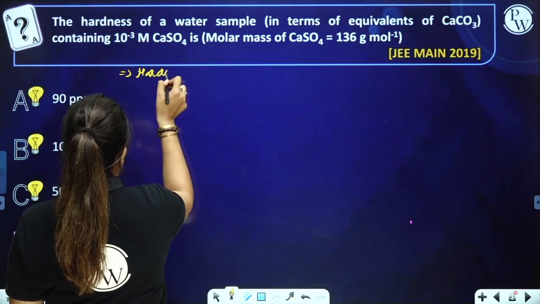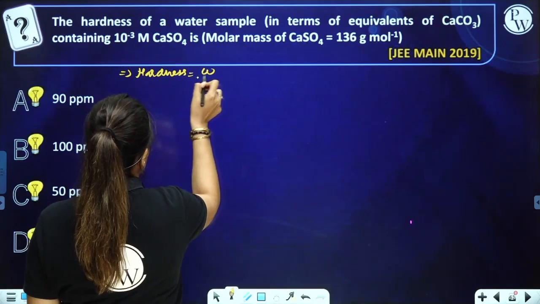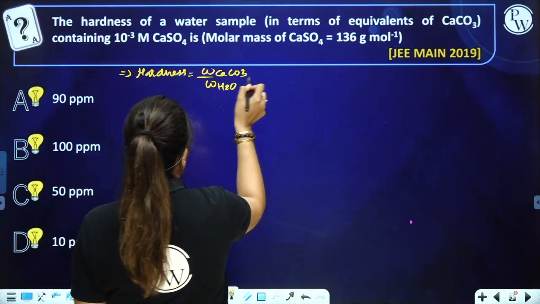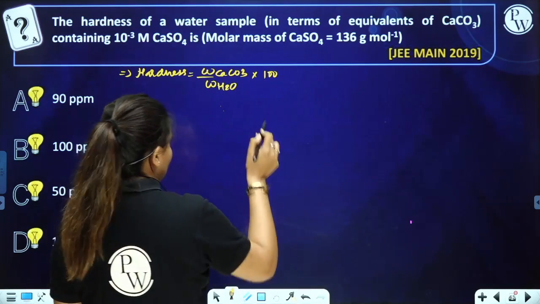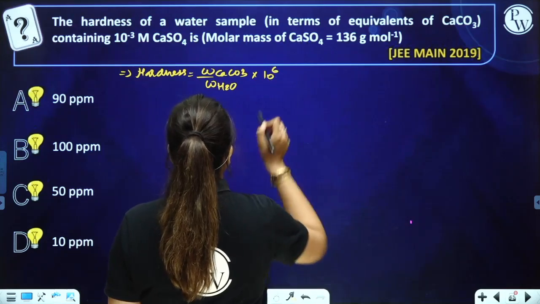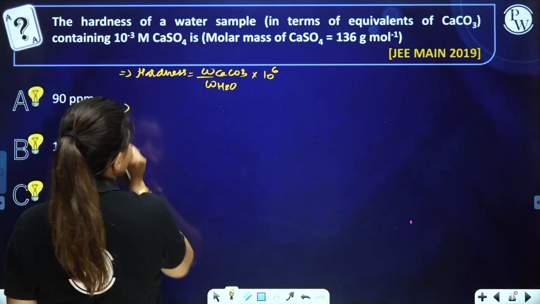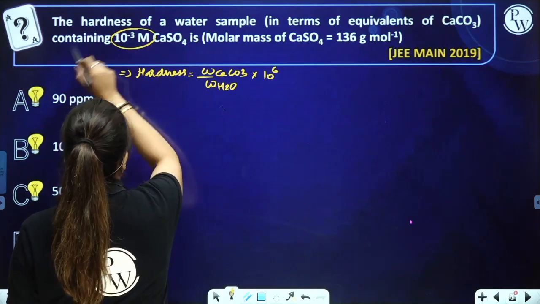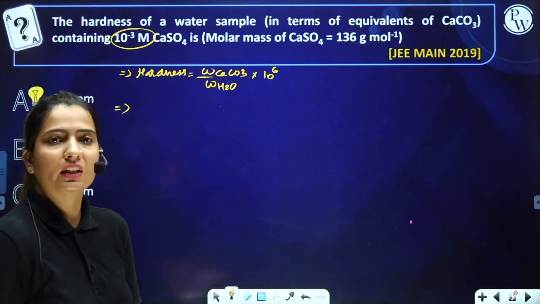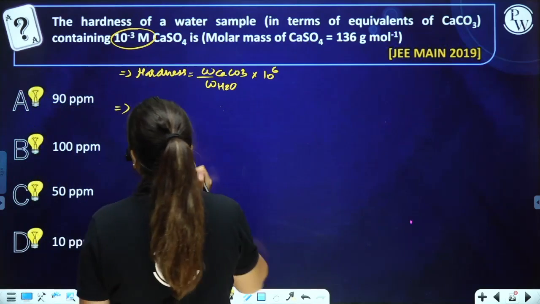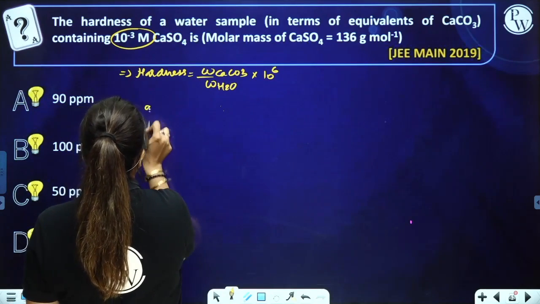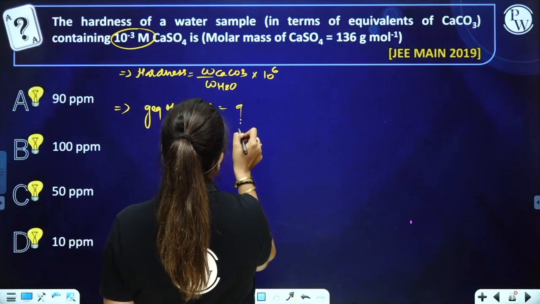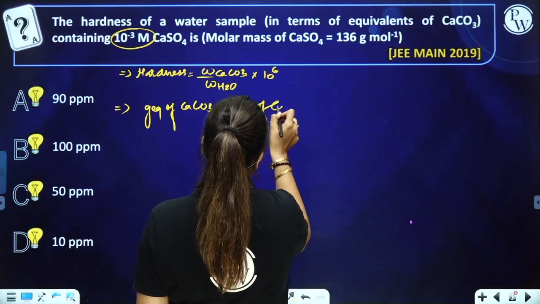Hardness, you know that it is expressed in terms of the weight of the calcium carbonate. We can have the weight of the water into 10 to the power 6. Now we have to first calculate the weight of the calcium carbonate, and we are having the molarity of the calcium sulfate which is responsible for the hardness of this respective solution, water. So gram equivalent of calcium carbonate will be equal to gram equivalent of calcium sulfate.